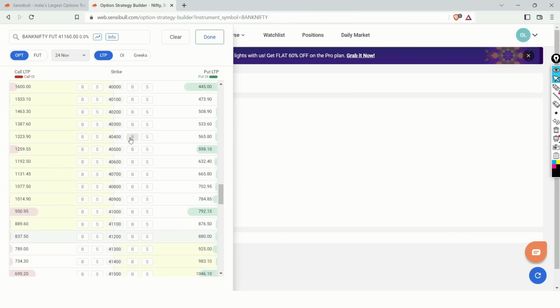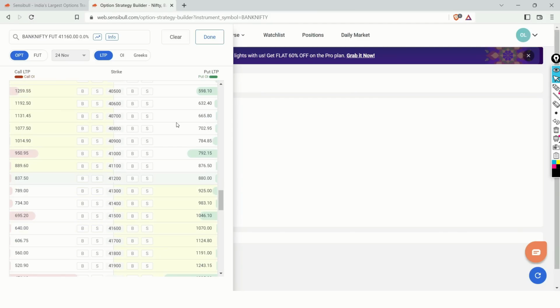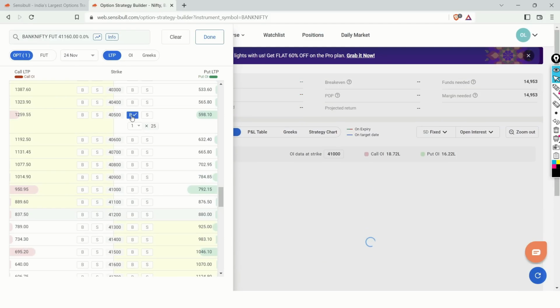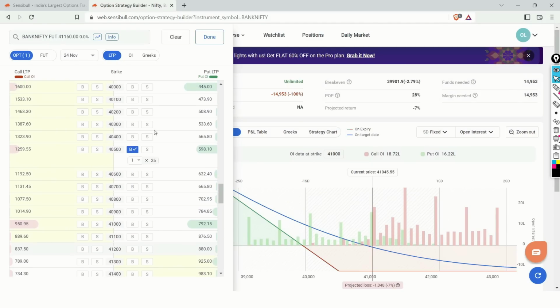Since we are bullish, Bank Nifty currently trades around 41,000, and I have a view that Bank Nifty will not fall below 40,000 before 24th of November. So this is the view I'm working with, and I can simply create a ratio spread by buying a closer to money put option, which let's say is 4,500. I'm going to buy one lot, and I have to sell two lots of a little farther away put option.